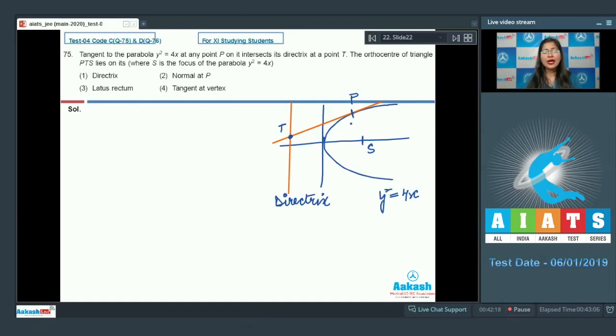Now we know the property that if we draw a tangent on a parabola at a point P and if it intersects the directrix at a point T, then PT will subtend a right angle at the focus of the parabola. So this angle is 90 degrees. Now the orthocenter of triangle PTS is S itself, right? Now we know that the focus lies on the latus rectum of the parabola. Hence we can say that the orthocenter of the triangle is lying on the latus rectum of the parabola.